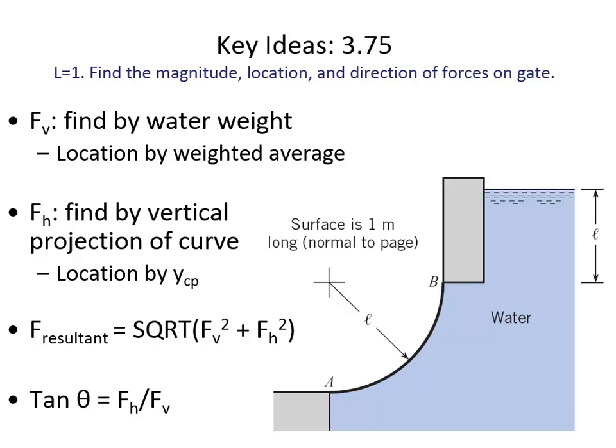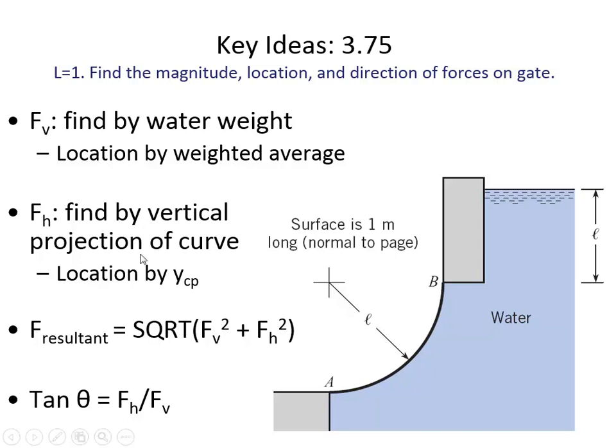And you'll need to find the average location for the force of each of them and then combine them together to find the location of the vertical forces. And then the horizontal forces, remember, use a vertical projection of the curve. And so if it's a curved gate that has a length of 1 meter from top to bottom, and it's 1 meter into the page, then that's going to be a 1x1 rectangular vertical projection. So you're going to be finding the hydrostatic forces on a rectangular 1x1 gate that's vertically oriented in order to find the horizontal F sub H force.